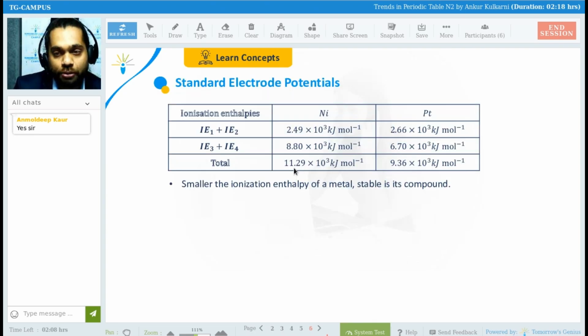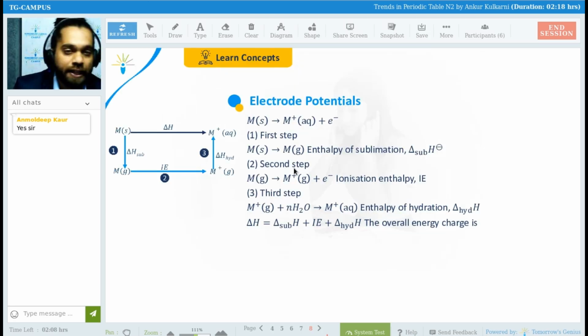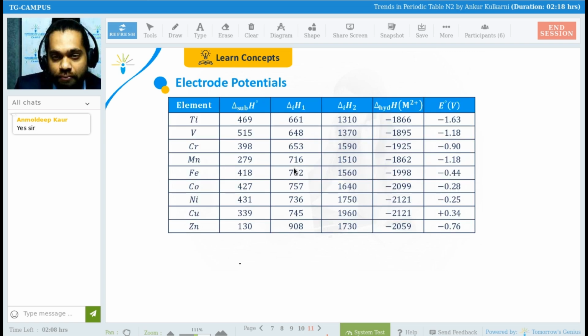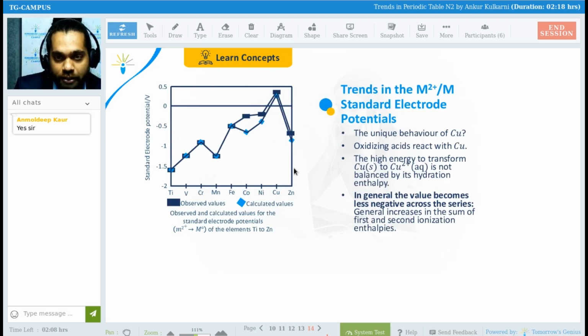So standard electrode potentials we have already discussed, what is positive, what is negative. These values are not that required actually. The Nernst equation is there, that also we have discussed in electrochemistry a little bit. So important is the trend. Always remember the trend. Copper is the positive one, hence it can undergo reduction.